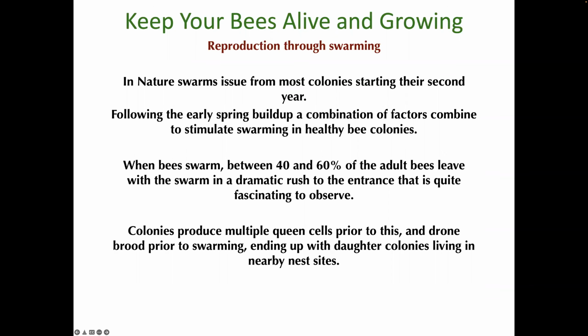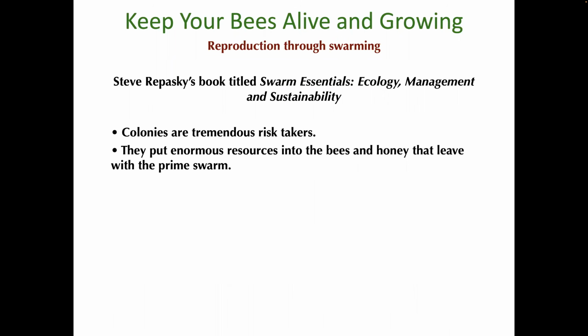About 25% of them probably will fail because of everything from weather to dragonflies to birds. You have birds in California, I understand. So that would be a factor that could interfere with your success rate. Now, Steve Rapatsky in our book, Swarm Essentials, points out that colonies are tremendous risk takers, and they put enormous resources into swarming, especially that prime swarm. A lot of bees, a lot of honey that leave.